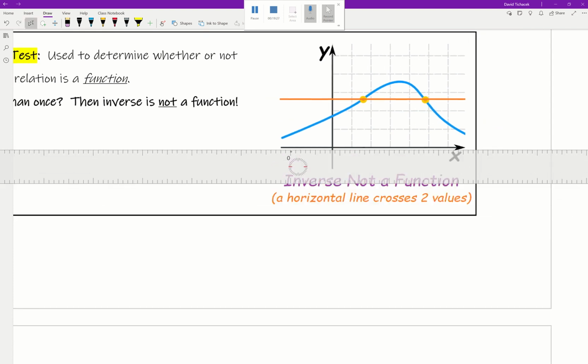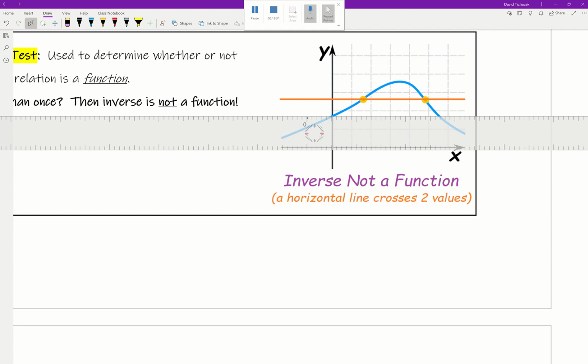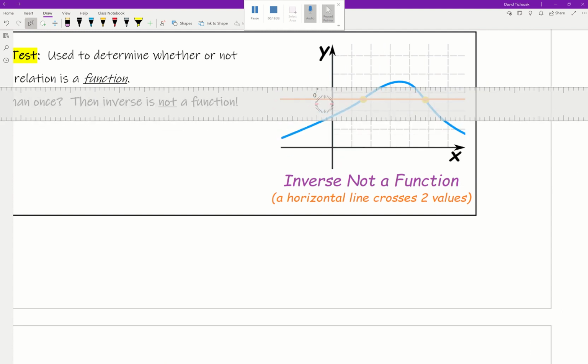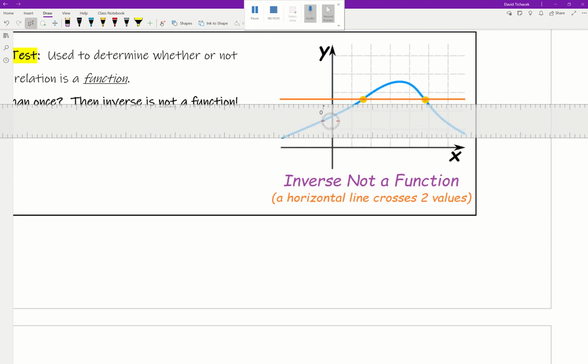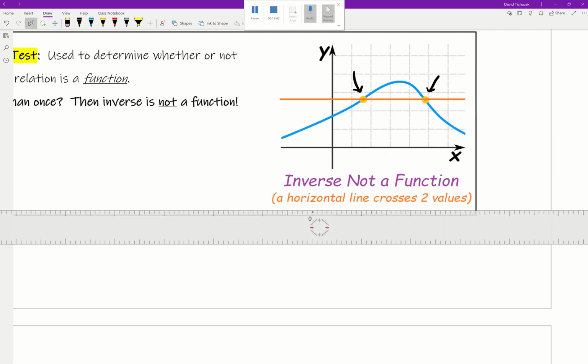If I were to take my horizontal ruler here and just scan it through, you can see that this is an example of a problem where I could really put this ruler anywhere, and I can come up with examples where it would cross the graph more than once. Namely, right here, where I'm crossing at these two places, and right there. That is a problem, and so what we would conclude is that we failed the horizontal line test in this problem, and we would conclude that the inverse does not exist. It's not a function, okay?